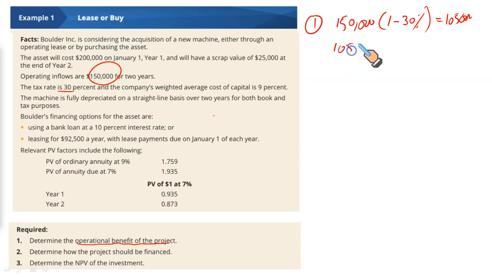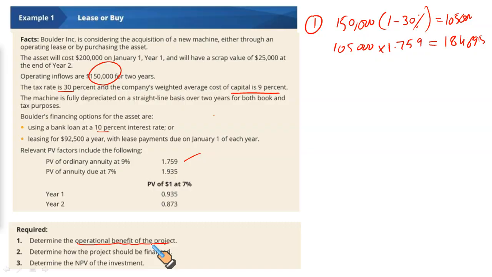So multiplying 105,000 with what rate? There are two rates given. Bank loan at 10%, whereas the company's weighted average cost of capital is 9%. We have just discussed that the operational benefit must be discounted at the weighted average cost of capital. So just multiply it with the annuity factor of 9%, that's 1.759, that will give you 184,695. So this is your present value of annual after-tax cash inflow, or in other words, the operational benefit of this project. This is the first part.